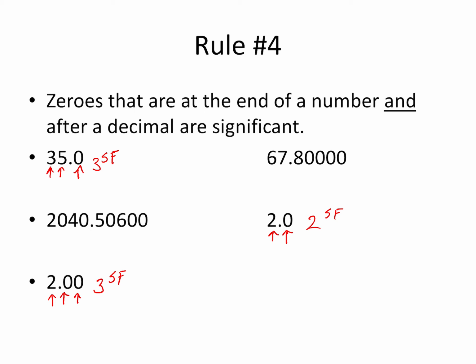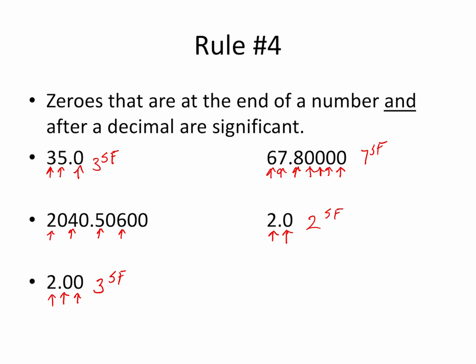The next one, 67.80000, 6, 7, and 8 are automatic. I don't know about these until I get to the end. Then at the end, this one is at the end and after a decimal. So now all these other zeros are in between significant digits. So this one has 7 significant digits.